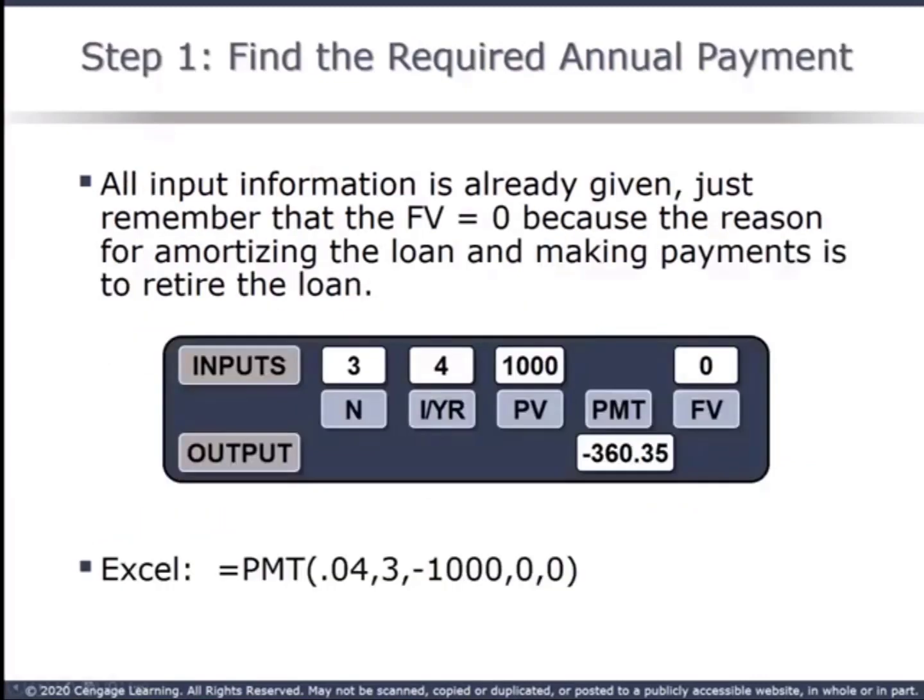Step 1 is to find the equal annual payment. We're solving for an annuity payment. The loan amount is the present value, and it's positive since it's an inflow to you, $1,000. Future value is 0 since the loan is to be paid completely down. N is 3 years, IY is 4%. Solve for payment, which will be negative since it's going to be an outflow from you.